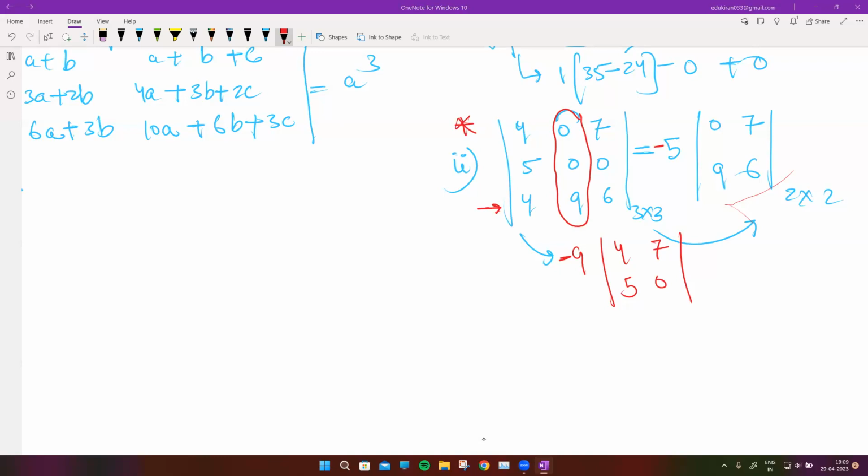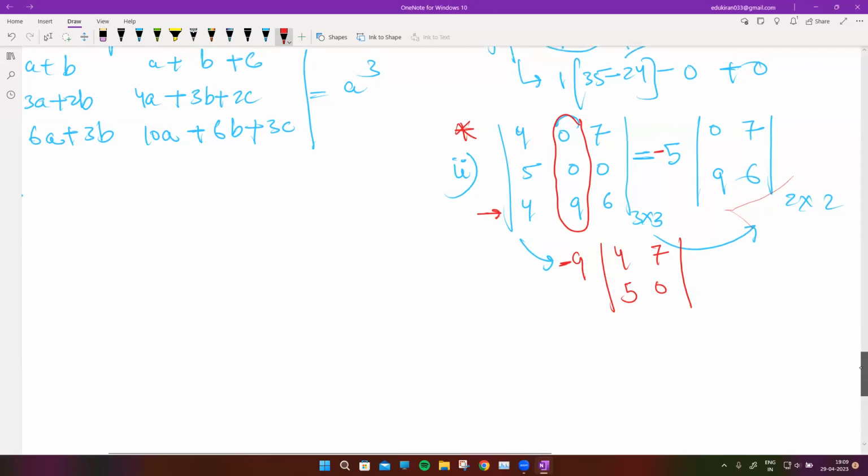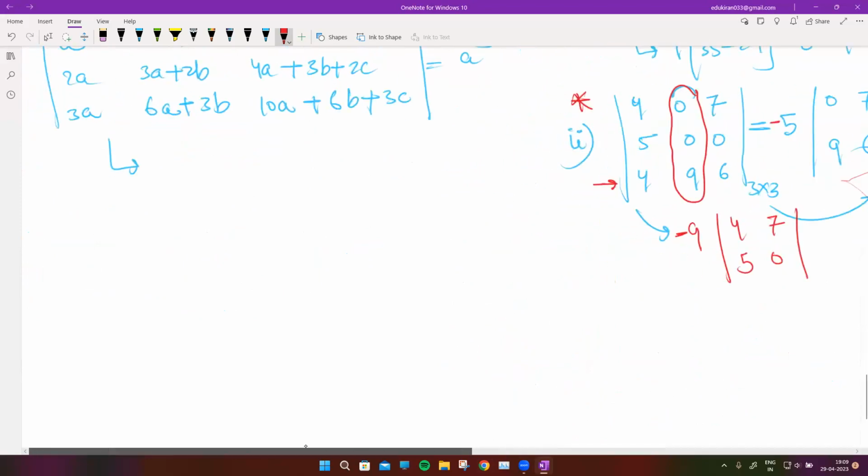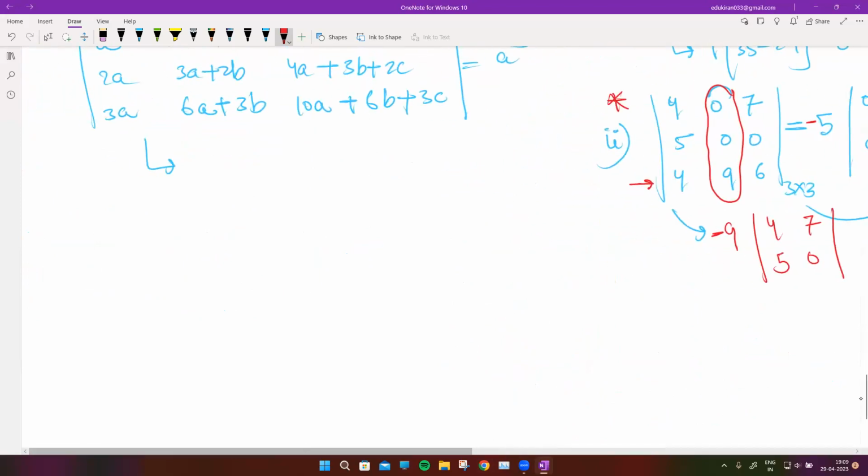So if the order is 3, you can reduce it to 2. If the order is 2, you can reduce it to 1. Until it satisfies the condition that there is only one non-zero element in either one row or one column, right? So in this way, we will try to reduce our determinants. We'll apply the properties of determinants on the given determinants.